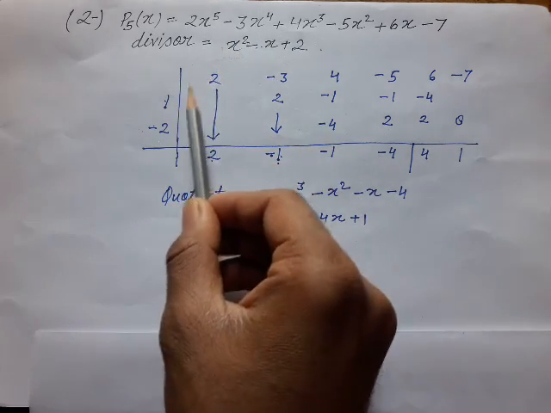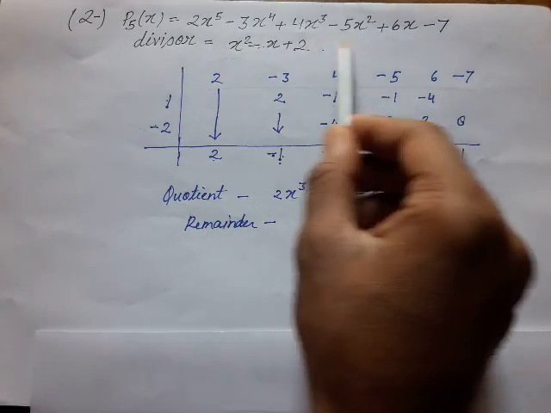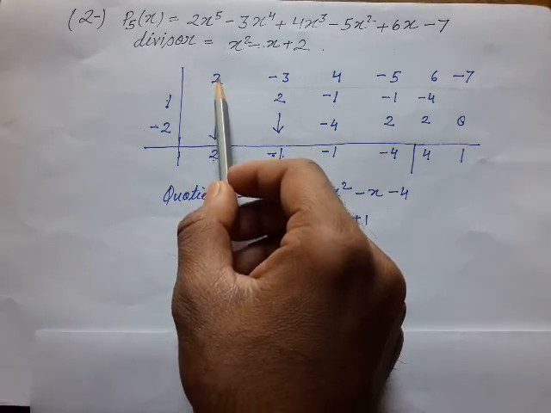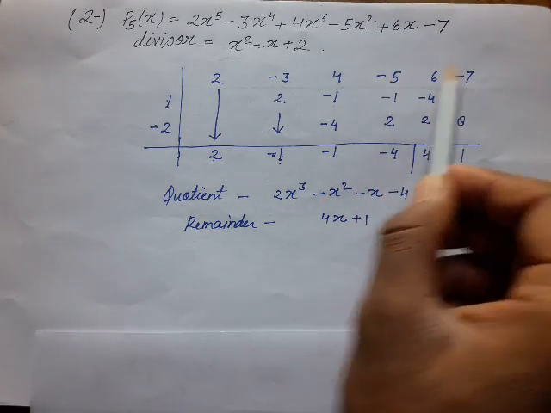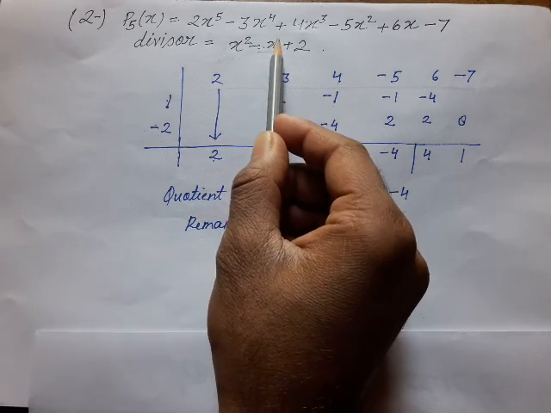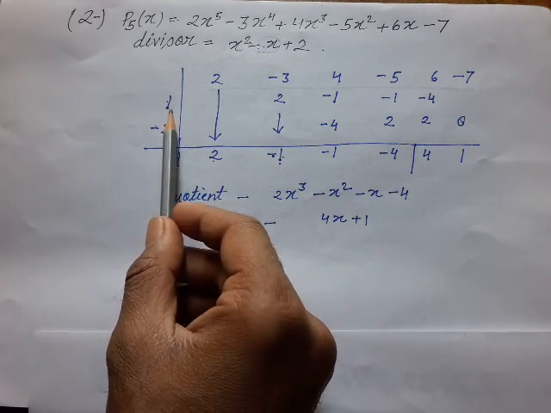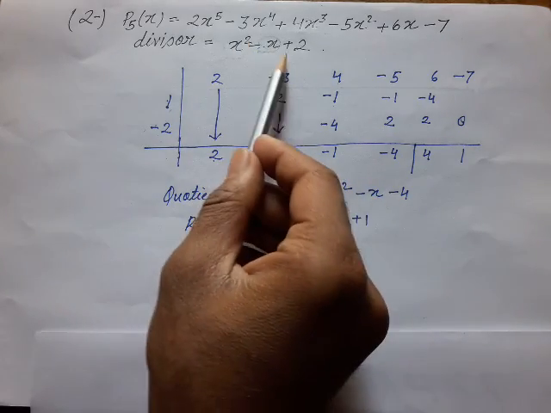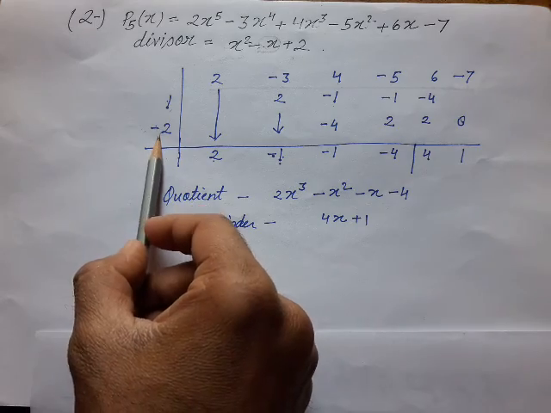Now we find Horner's scheme for this polynomial. In the first row we write down the coefficients of this polynomial: 2, minus 3, 4, minus 5, 6 and minus 7. You can see that the second term of the divisor is minus x, so the coefficient is minus 1, and we write down plus 1 here. The coefficient of the last term is 2, so we write down minus 2 here.